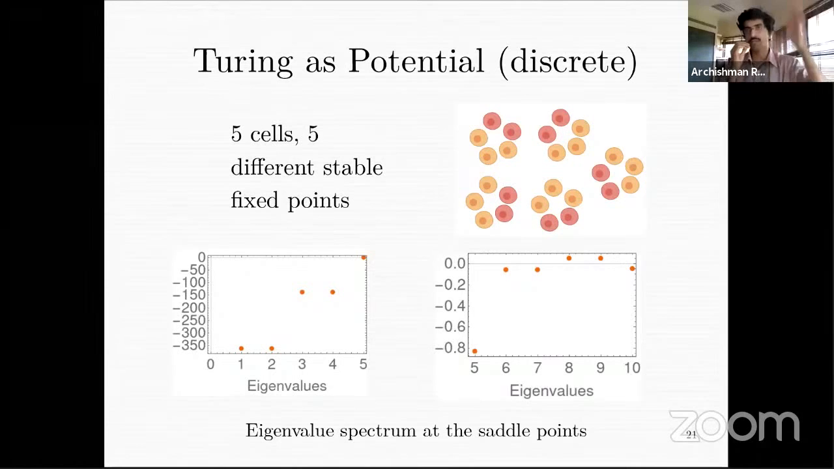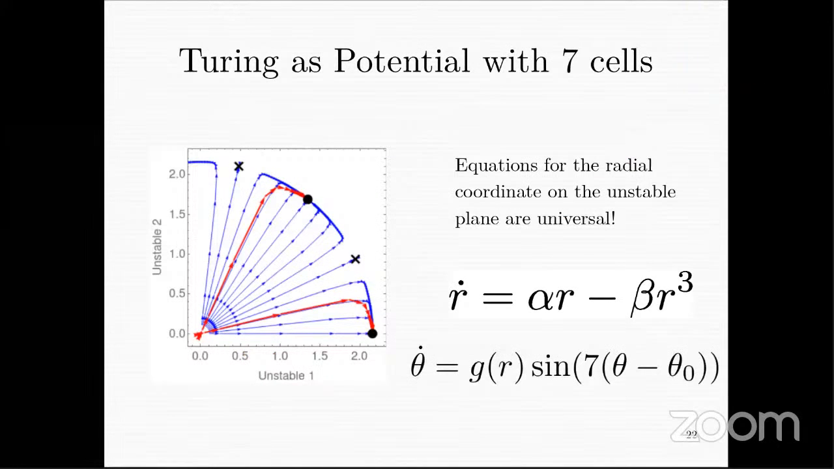Now this is in space, so one should not confuse it with the chemical system. But in space, the unstable manifold in the Turing system is quite low dimensional. So this allows you to actually write the system as a potential.